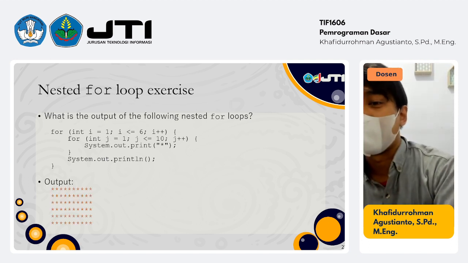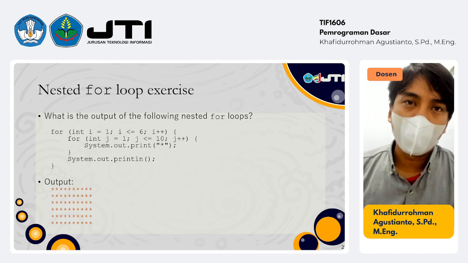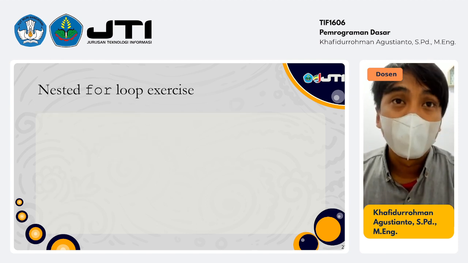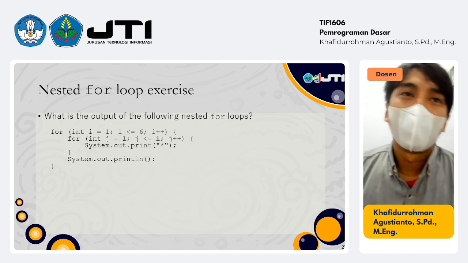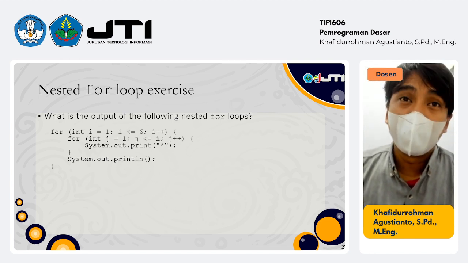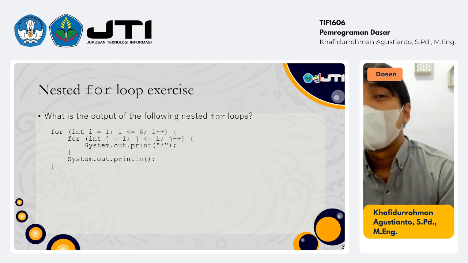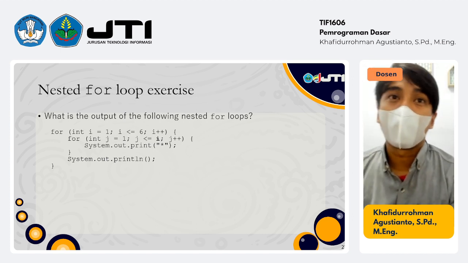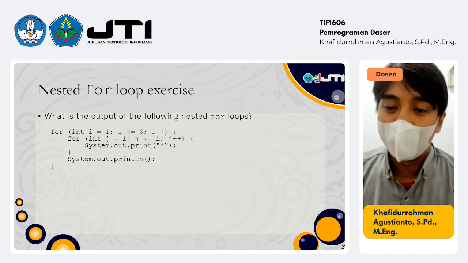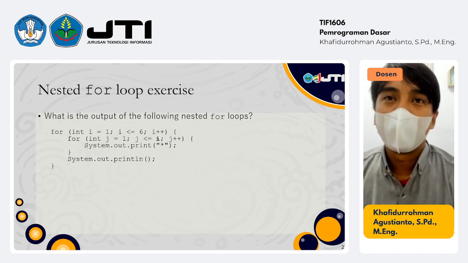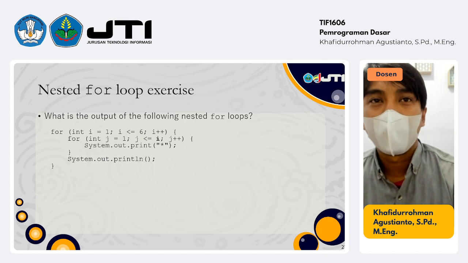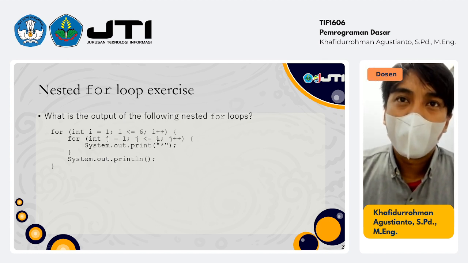Okay, correct. So the squares of Agustianto are stars. But the difference: for integer e equal to 1, e lowers or equal to 6, e plus plus; for integer j equal to 1, j plus plus, System out println Agustianto; System out println.